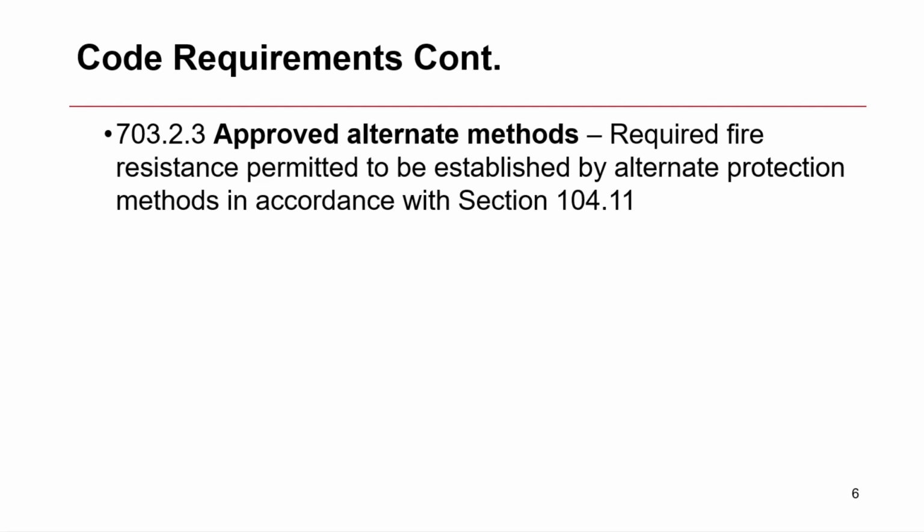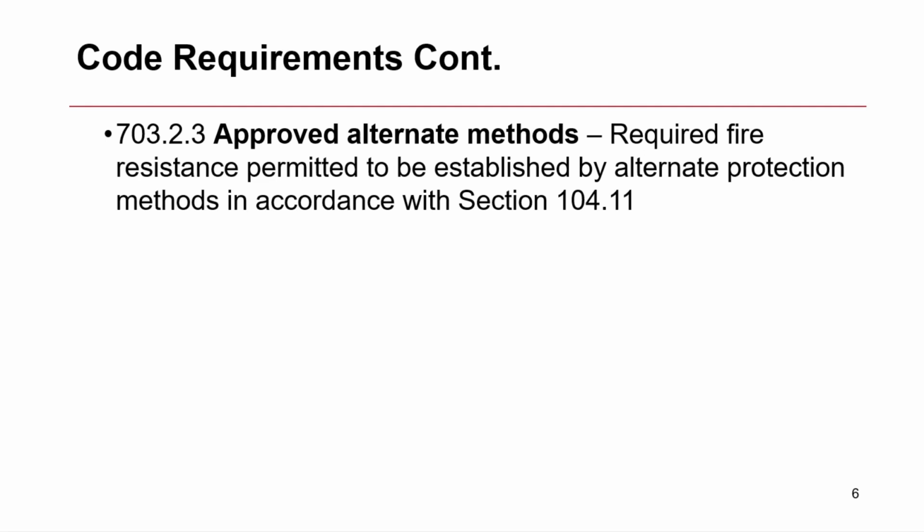It gives the allowance that the design professional can provide information other than the prescriptive requirements of the code to justify their achieving the required level of safety demanded by the code. And this section doesn't have a lot of relevancy for the fire resistance world, but it does exist.